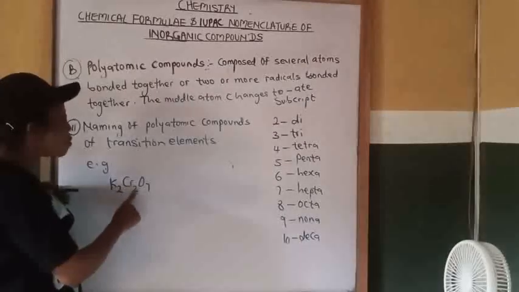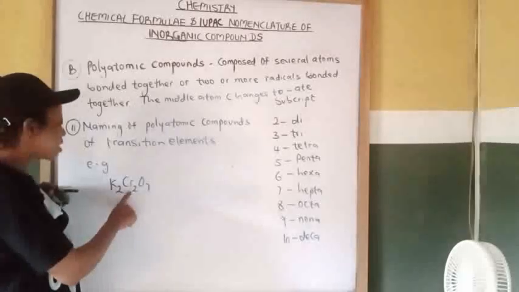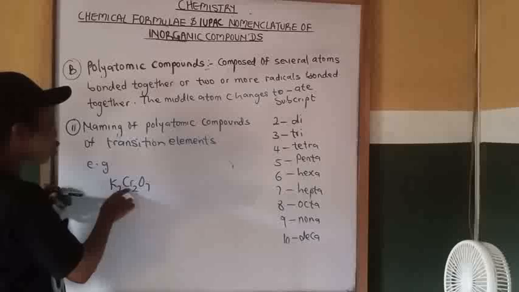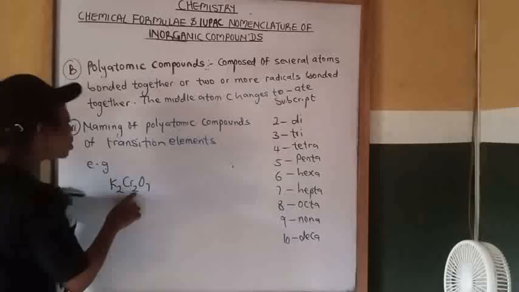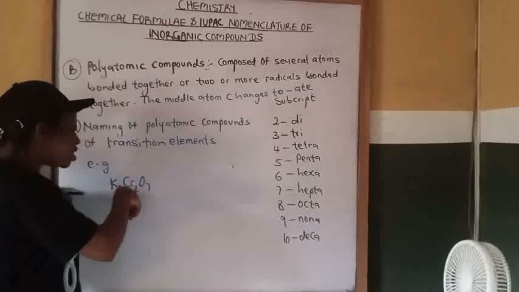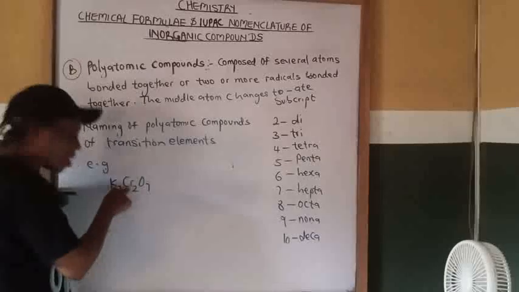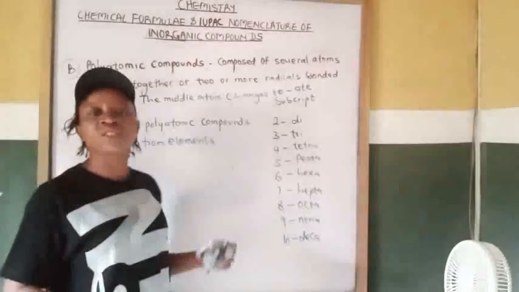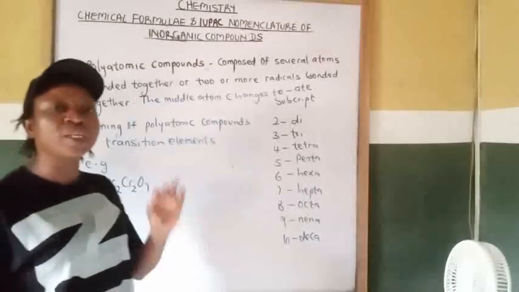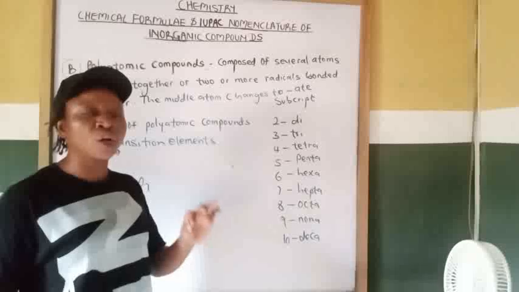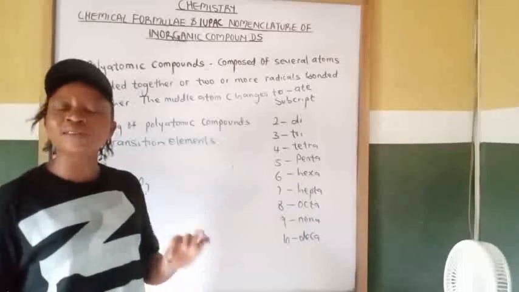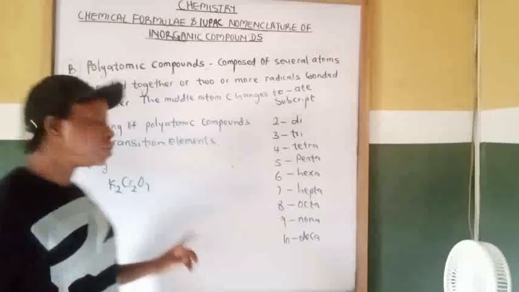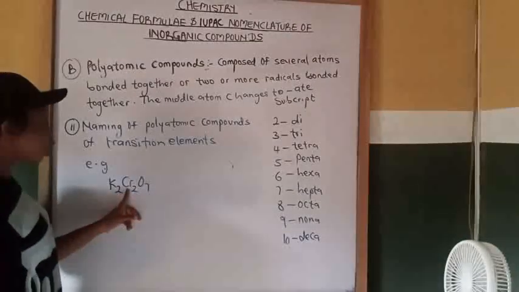Cr is chromium. Don't forget that the middle atom changes to chromate, because this chromate is at the middle. So you have to name the subscript of this chromate. You call this dichromate, because chromium is a transition element. So you name the subscript of a transition element, especially when that transition element falls at the middle.